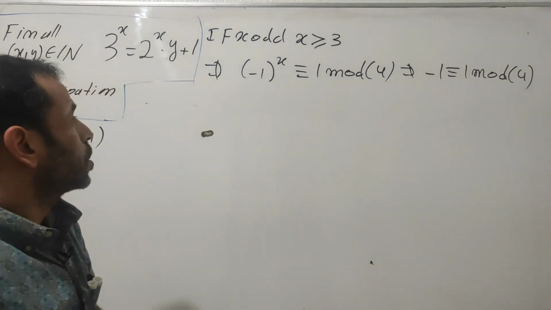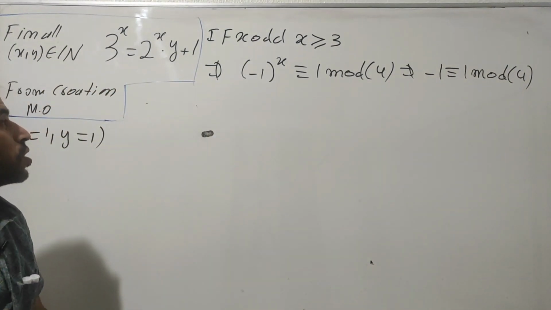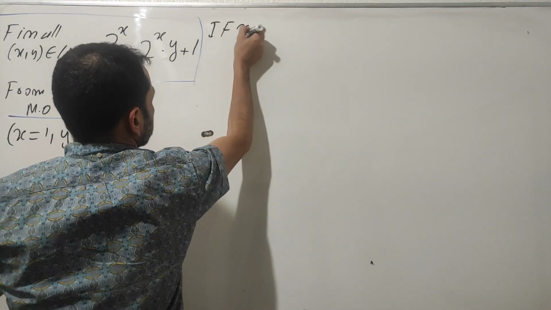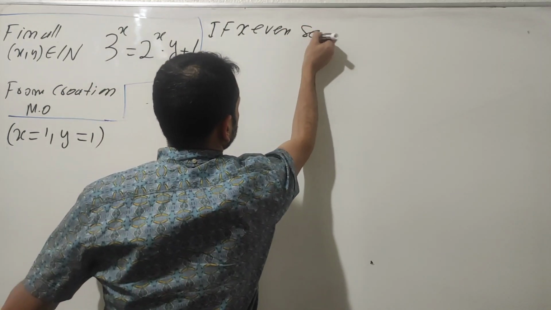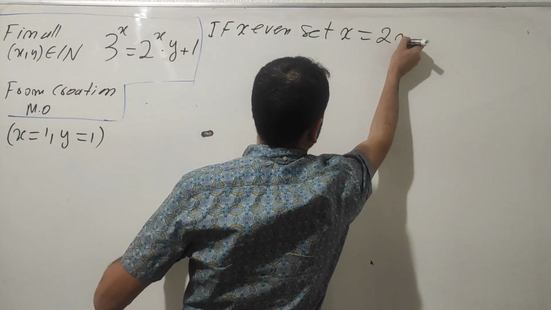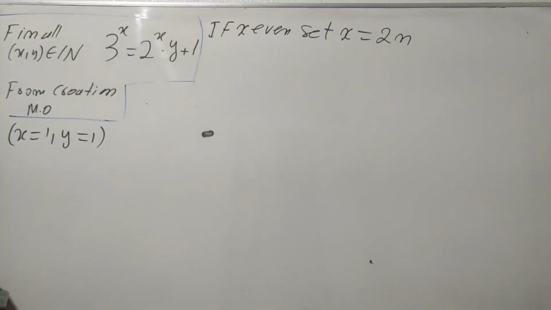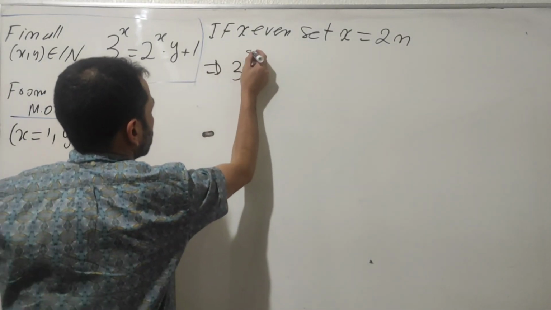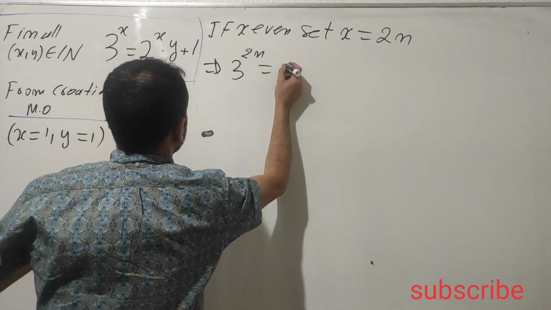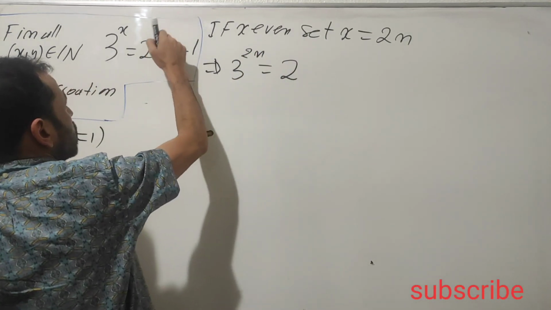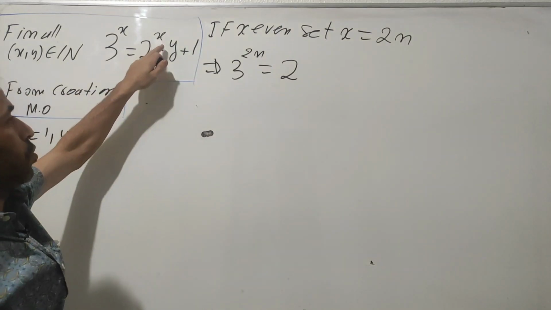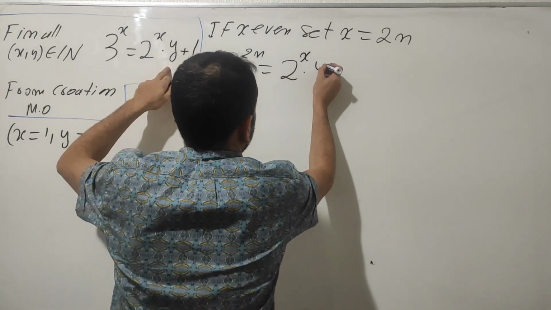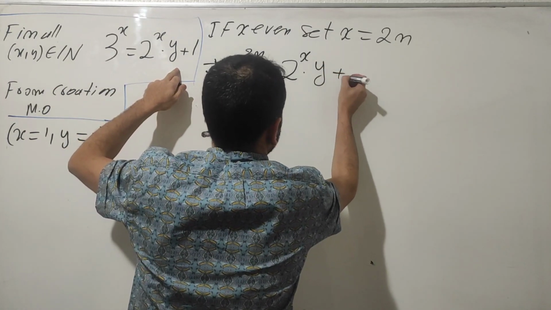Okay, now let's get rid of this one and move on to the second case, when x is even. If x is even, let's set x equals 2n. Okay, replacing that value of x into the original equation, we'll have the following. I get 3 to the 2n, which equals 2 to the x. I'm not going to replace x; I'm going to tell you why in one second. I'm going to leave this x as it is, multiplied by y plus number 1.